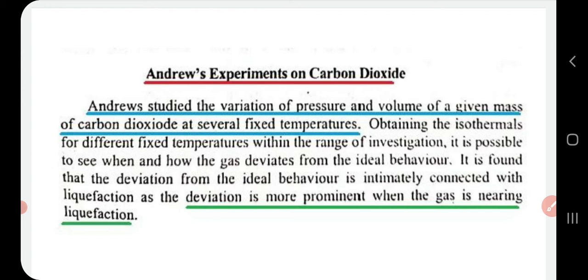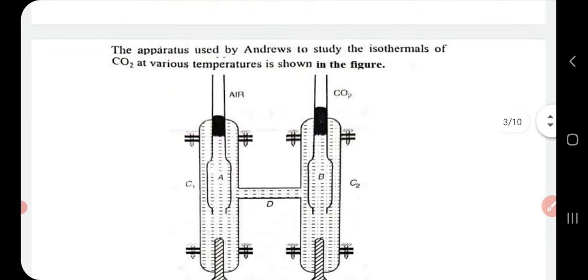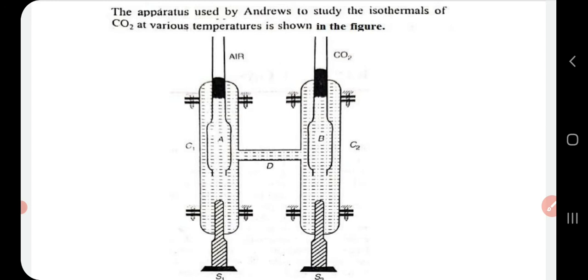He conducted this experiment to see how and when a gas deviates from ideal behavior. After conducting this experiment, he noticed that a gas deviates from ideal behavior when it is near the stage of liquefaction. That is, when a gas tries to change its state from gaseous state to liquid state, it shows deviation from ideal behavior. Now this is the experimental setup that he used to conduct the experiment.